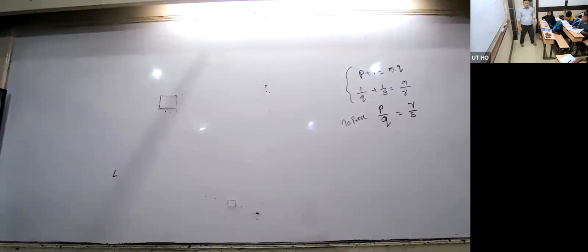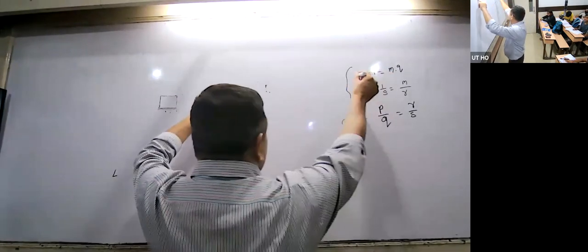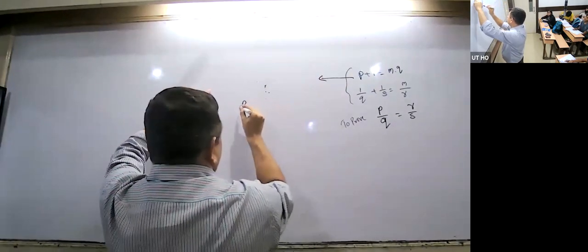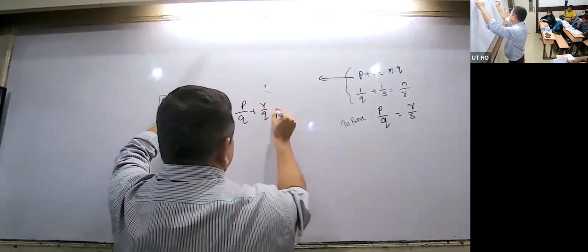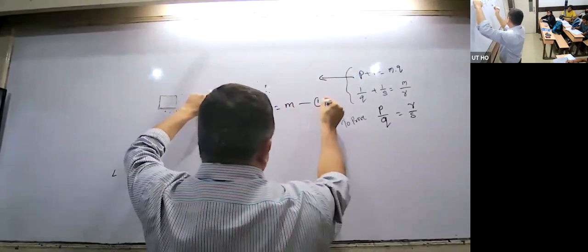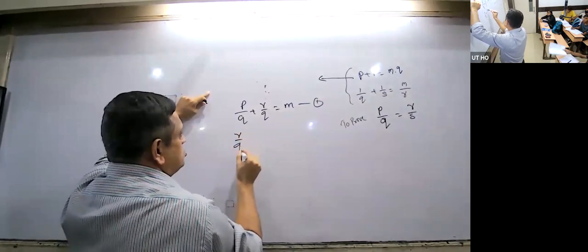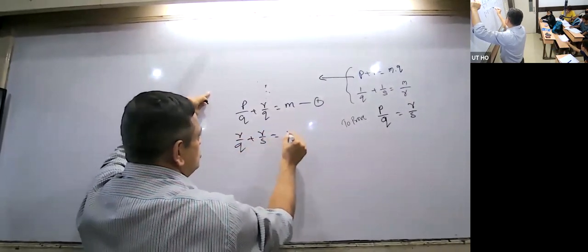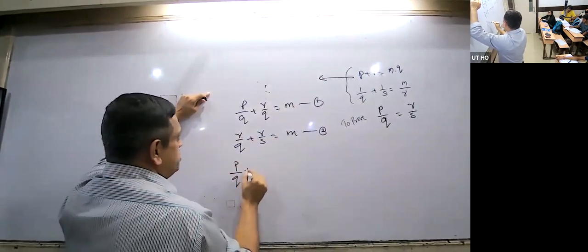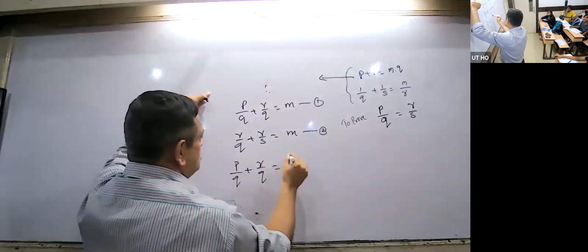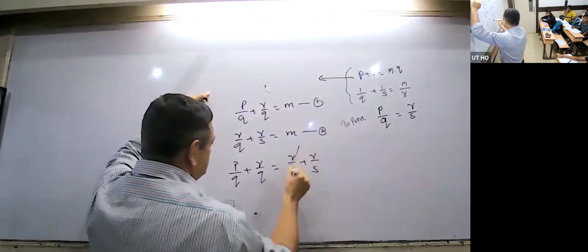Look here. It's very simple, 10, 15 seconds you get. From here, you'll get P by Q plus R by Q is equal to M, condition 1. This one, multiply by R. What do you get? R by Q plus R by S is equal to M, condition 2. RHS is same, therefore P by Q plus R by Q is equal to R by Q plus R by S.